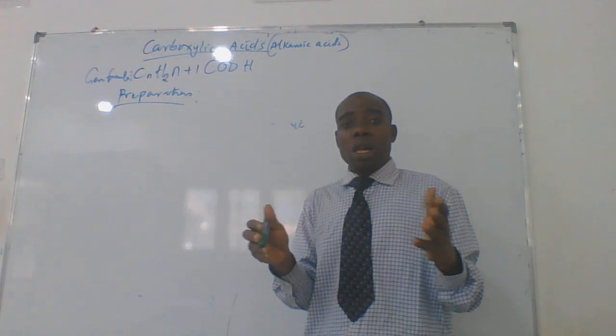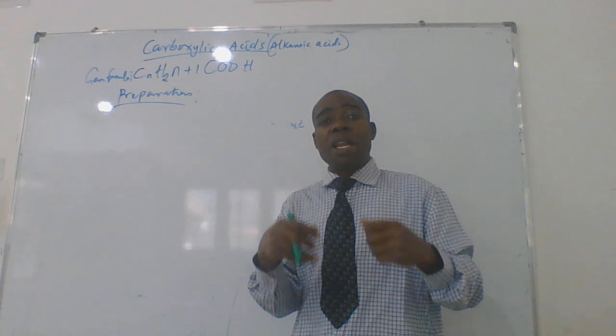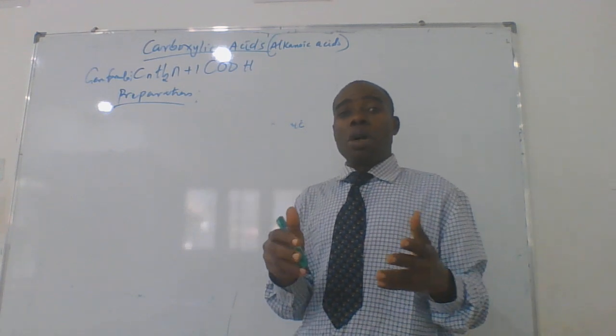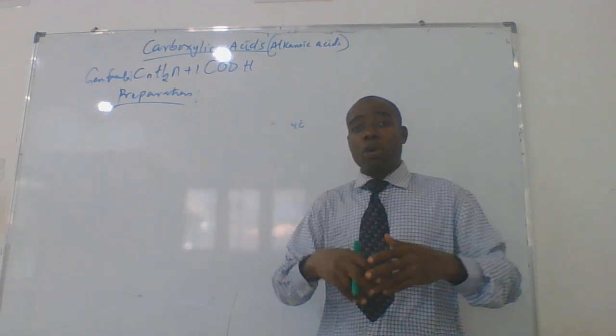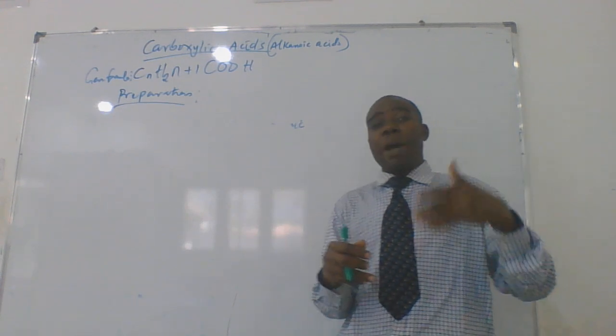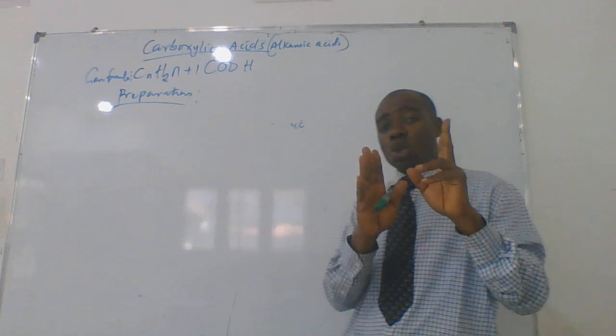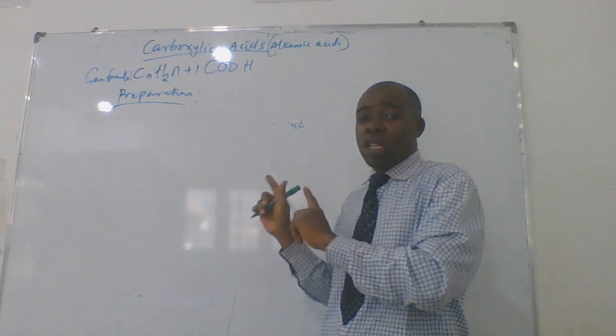When alcohols are acted upon using a catalyst, you can produce what? Carboxylic acid. That is one. Then secondly, by bacterial action. So for this morning, I will use two methods to prepare carboxylic acid.